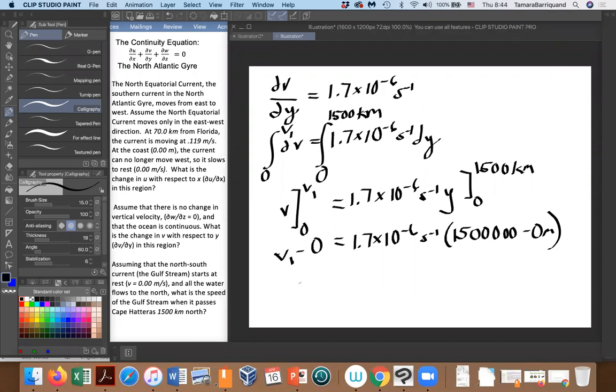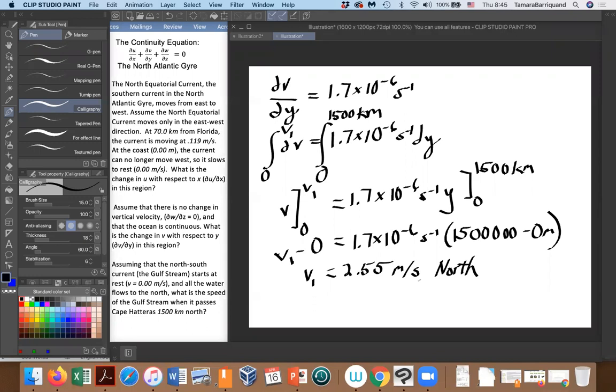All right, so go ahead and do it yourselves with your calculator. V1 equals, if I put this in my calculator, I end up with 2.55 meters per second. And that's positive, and the positive v direction we know is to the north. And that's what we expect.